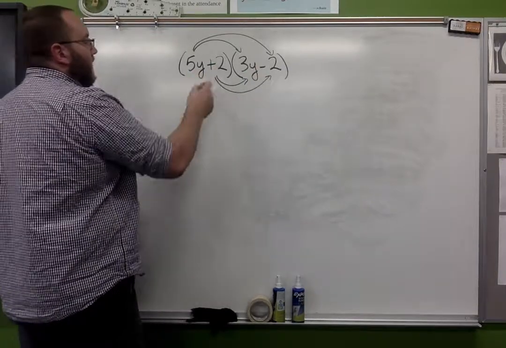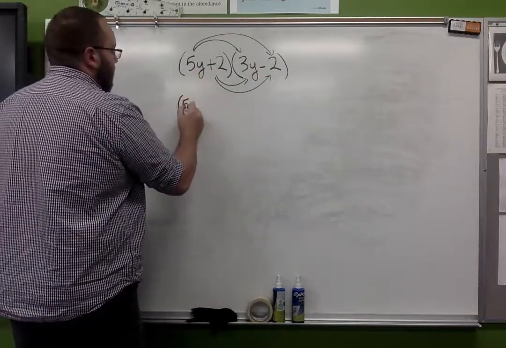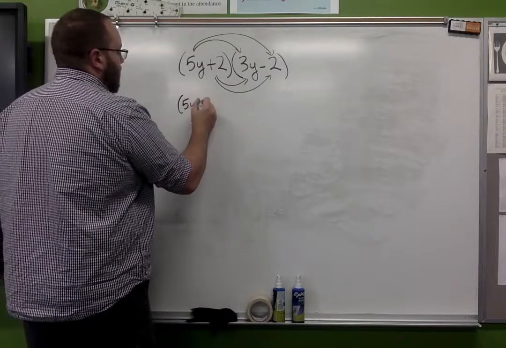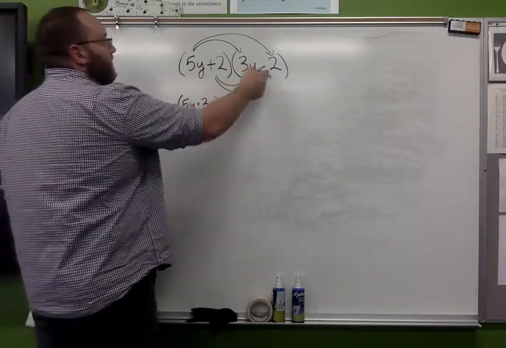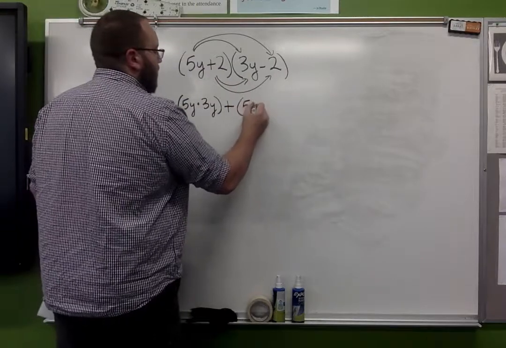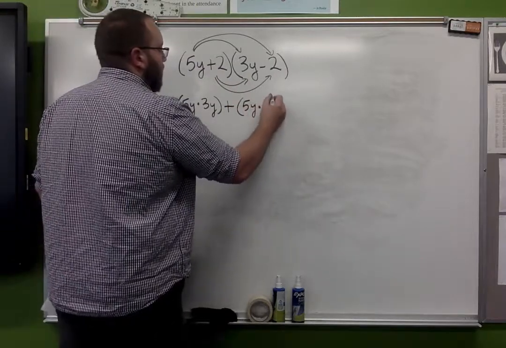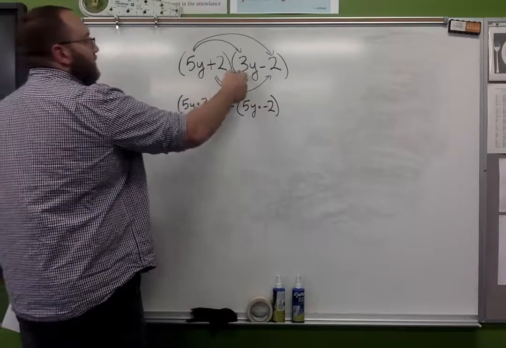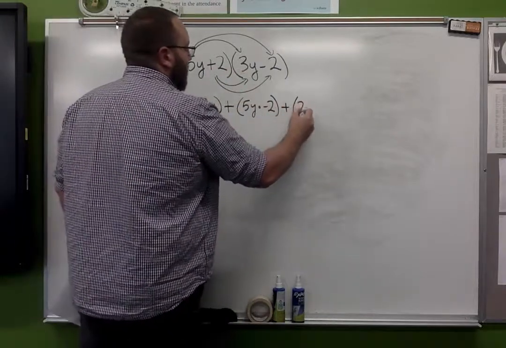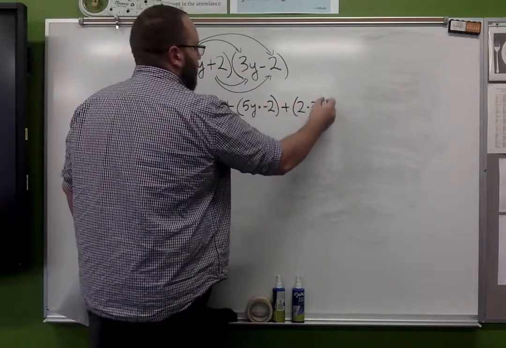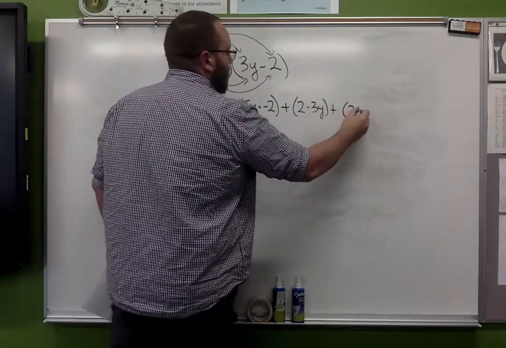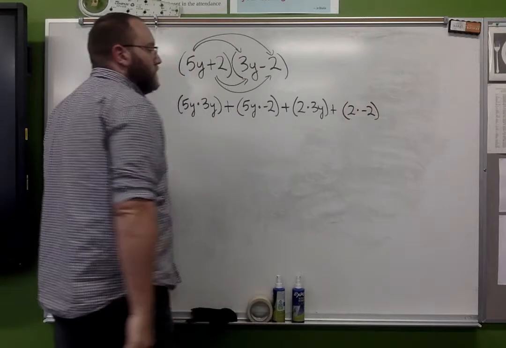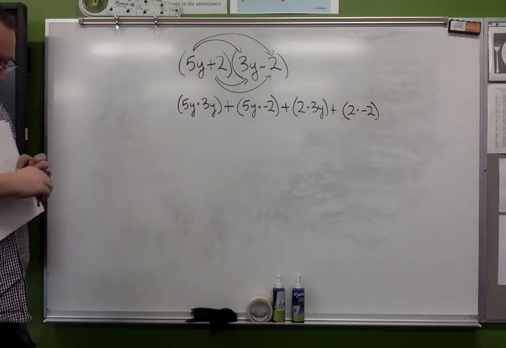So 5y times 3y. 5y times negative 2. 2 times 3y. 2 times negative 2. Okay.